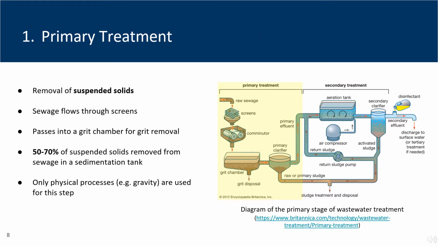The first of which is primary, which focuses on the removal of suspended solids through physical processes such as gravity. This is done by moving the sewage through screens and grit chambers for grit removal. Furthermore, solids are removed from sewage in a sedimentation tank, in which solids flow to the bottom.